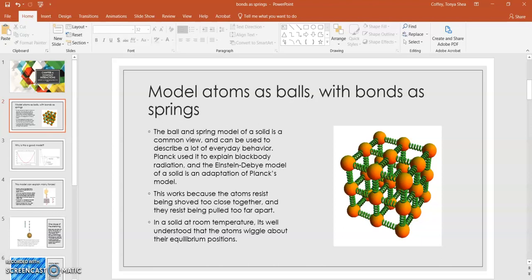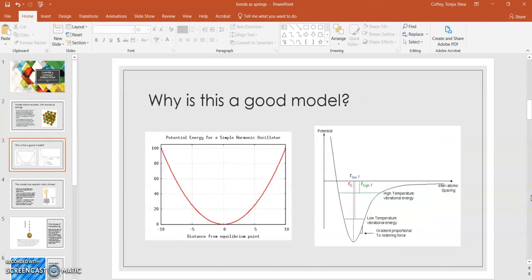Now, in a solid at room temperature, it's also understood that atoms are going to be wiggling about those equilibrium positions. And so it's true that the atom will sit there and vibrate with respect to its equilibrium position. And that's much like a mass on a spring. Now, you might think to yourself, well, there's no way that the potential energy or the force for a bond is the same as the force for a mass on a spring. And that's true.